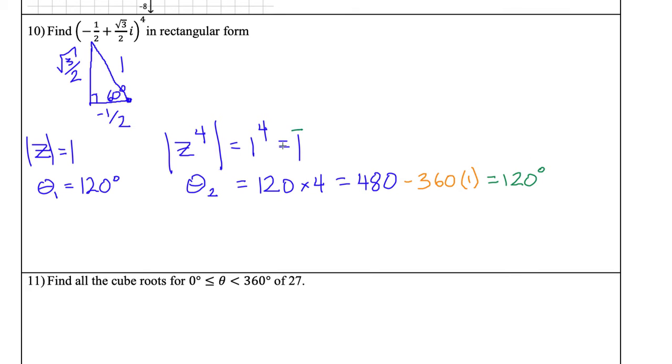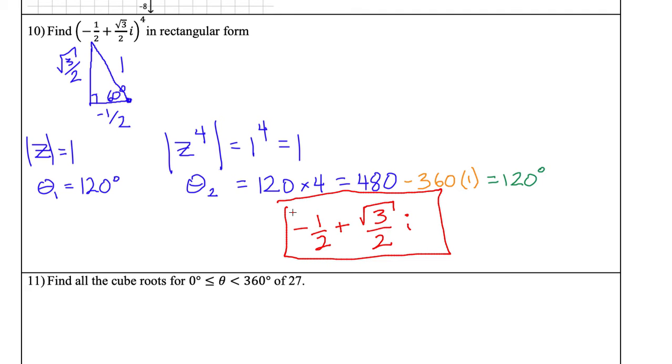So we have this modulus and this angle. I need to convert that to rectangular form. Look what's familiar. 120. It's the same thing that we started with. So in rectangular form, the answer here is negative 1/2 plus square root of 3 over 2 i.